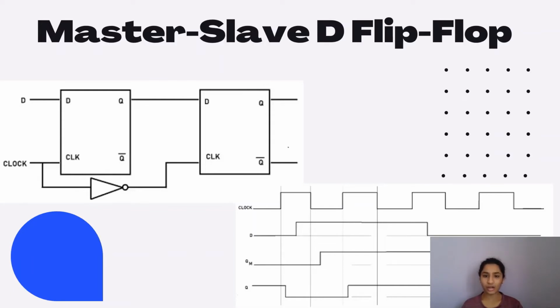Similarly, during the negative edge, we can see that my D is 1. Even though D is 1, QM will still remain 0, its previous state, because during the negative edge the master is inactive. So during the negative edge, my Q is set to 0 because it has to follow the output of the master. One more thing I want to tell is that it's during the positive edge that the value of QM will change, and at that time the data or information is not passed from the master to the slave because the slave is inactive. During the negative edge is when the information or data is passed from the master to the slave.